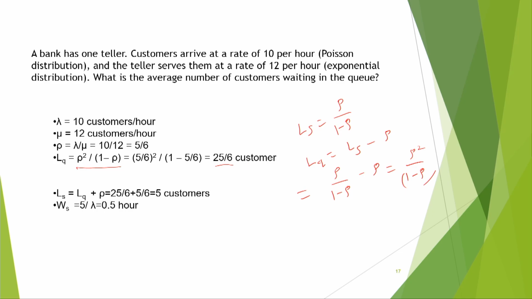So, LS is equal to LQ plus rho, that means 25 by 6 plus 5 by 6 is equal to 5 customers. Now, you want to find out waiting time in the system. So, WS is equal to 5 by lambda by Little's formula, and lambda was 10 customers per hour. So, the answer will come in hours, and that comes out to be 0.5 hour. So, the waiting time is 0.5 hour. This is by Little's formula.